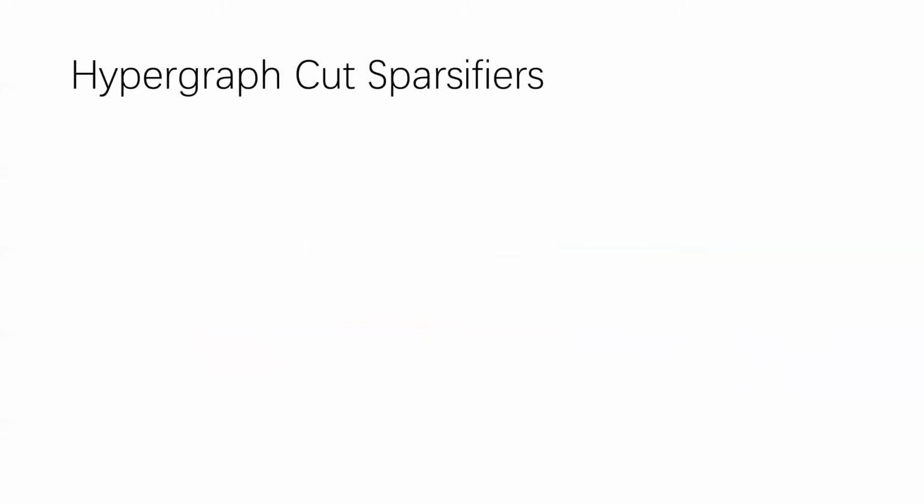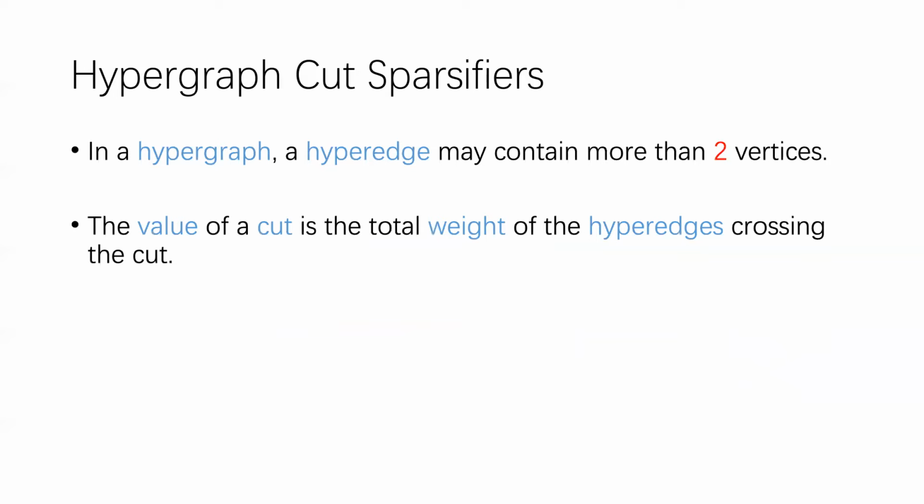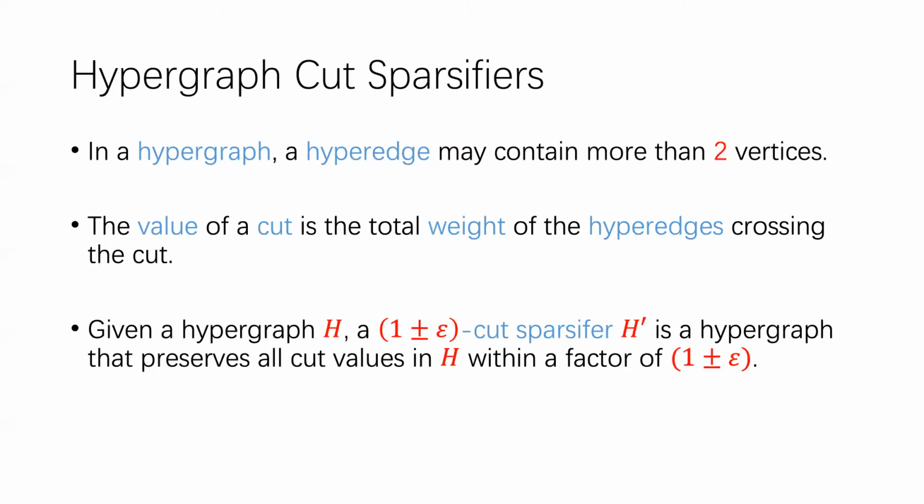The concept of cut sparsifier can also generalize to hypergraphs. In a hypergraph, a hyperedge may contain more than 2 vertices, and the size of a cut is the total weight of hyperedges crossing it. Similar to the case of a normal graph, given a hypergraph H, a 1 plus or minus epsilon cut sparsifier H prime is a hypergraph that preserves all cut values in H within a factor of 1 plus or minus epsilon.